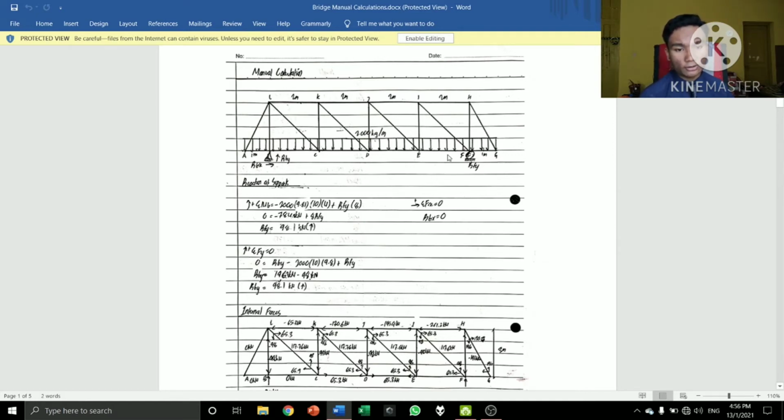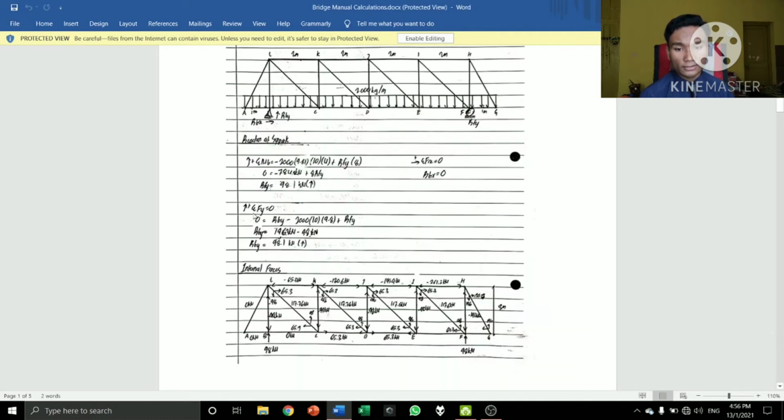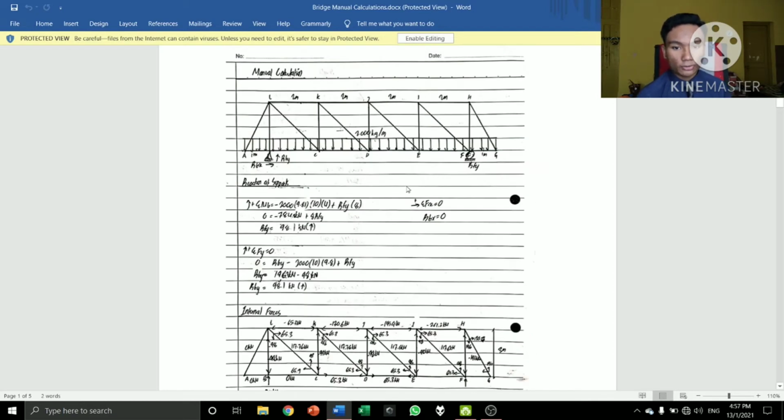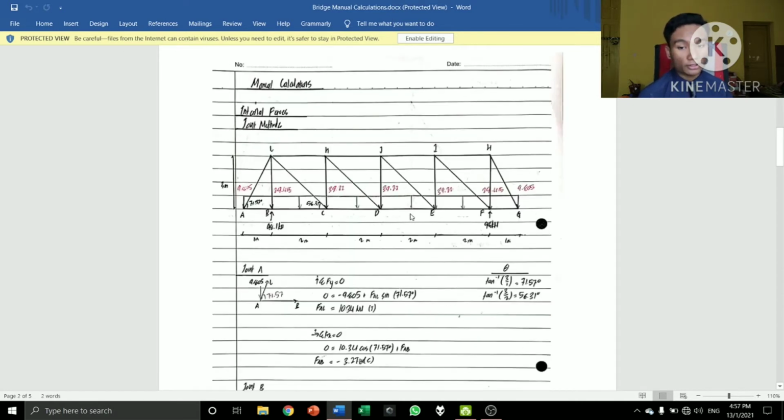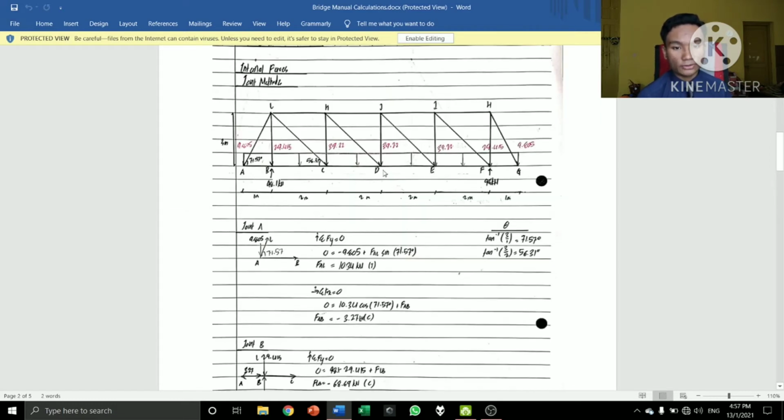We got the value of this, which is 98.1 kN and upwards. Next is the total forces in the y direction, and then we got RBY equals 98.1 kN. Since there are no forces acting in the horizontal direction, RBX equals 0. Now to the second part of the manual calculation, which is calculating the internal forces using the joint method. First, we need to draw the free body diagram with all the forces and reaction forces and also the UDL.